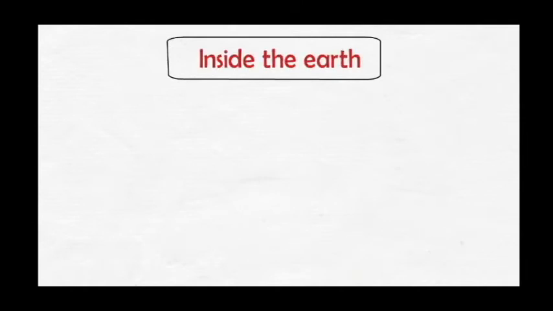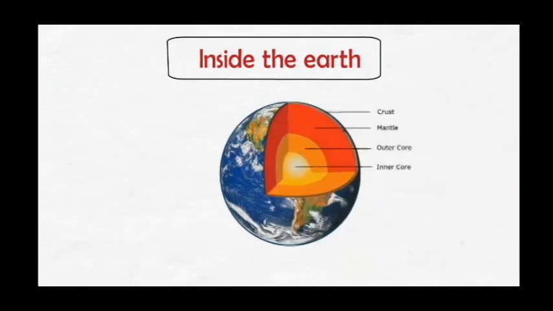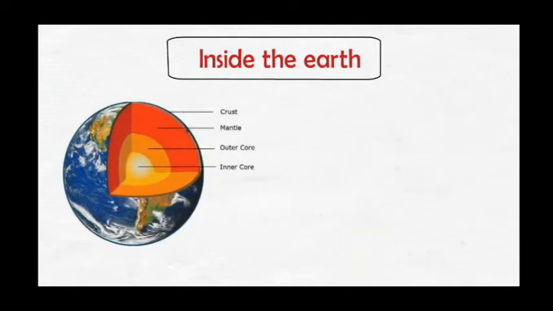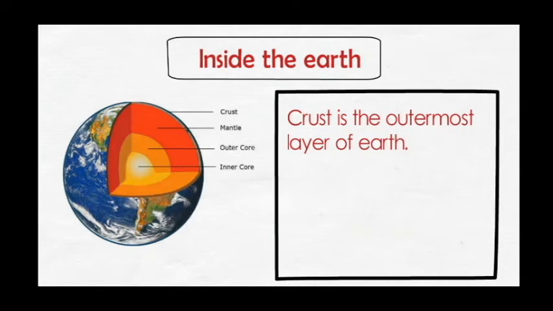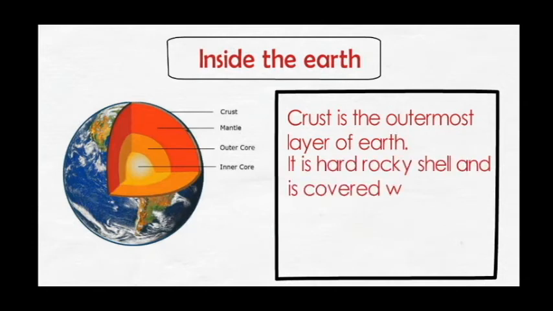Inside the Earth. Crust is the outermost layer of Earth. It is a hard rocky shell and is covered with many oceans, continents, islands, and high mountains.